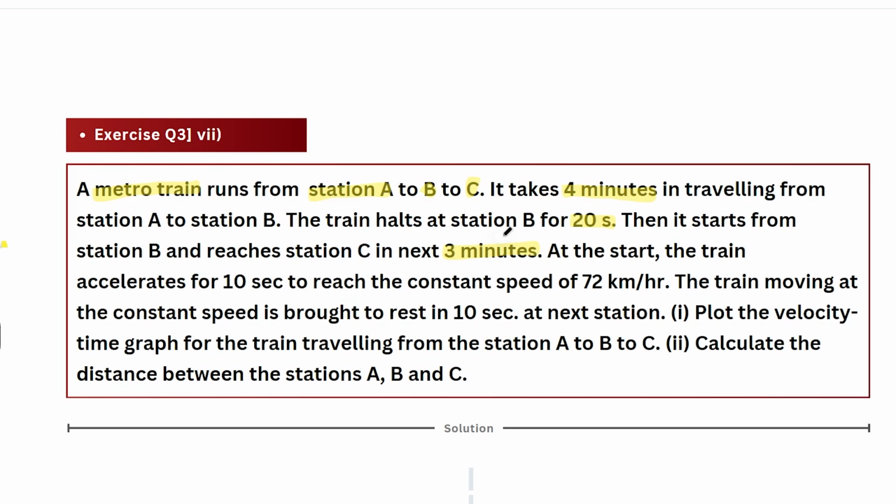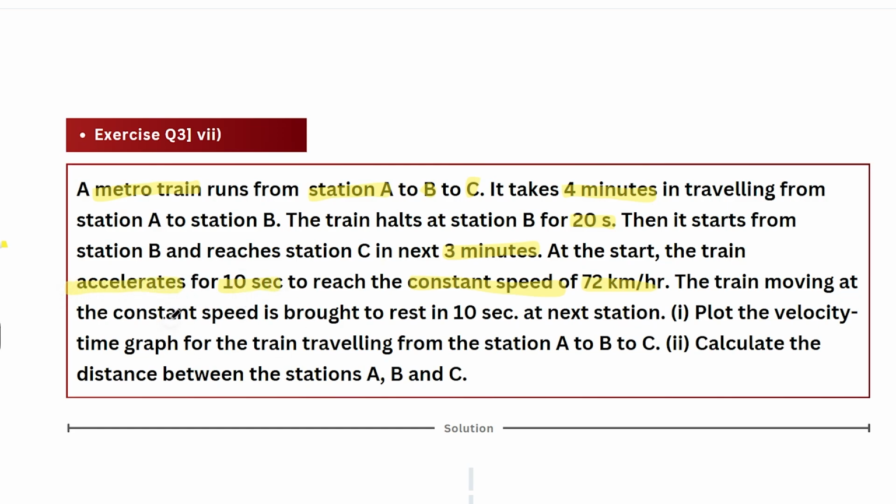As per the given information, our train makes the majority of the journey at a constant speed, and this speed is given to us as 72 km per hour. But right at the start of its journey, it starts from rest, that is 0 km per hour, and then it reaches the constant speed of 72 km per hour in some time interval. This time interval is given as 10 seconds, and this is the interval for acceleration.